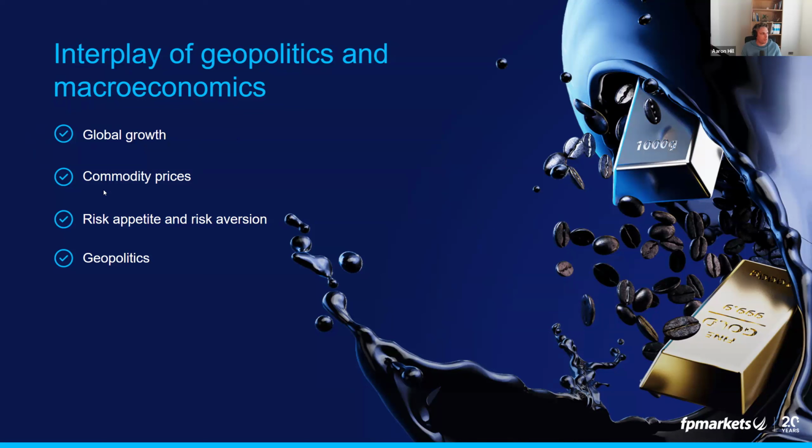So the global drivers are global growth, commodity prices, risk appetite and risk aversion, and geopolitics. And I find that the market does switch between global drivers and domestic drivers. I'll go over that shortly. So when global growth is robust, you'll see exports increase from the likes of China, and when global growth is softening, exports tend to lessen.